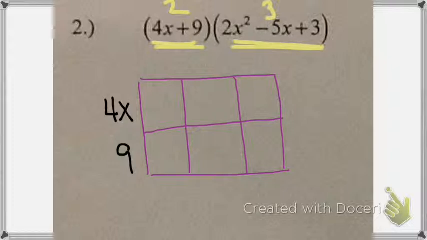So next, I'm going to take the 2x squared, the minus 5x, and the 3. I'm going to place those appropriately above the 3 terms, in this case my 3 columns. Notice that I made sure that the negative sign followed the 5 because it's important.